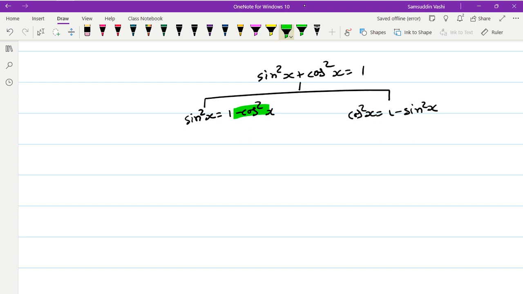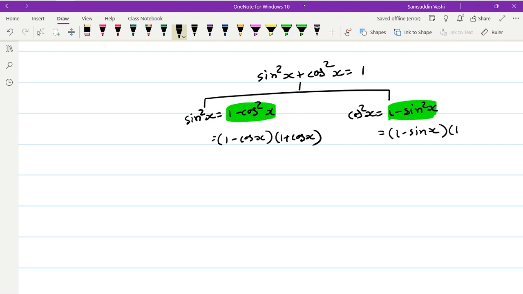Okay. Now, does this one look familiar from your grade 9 work? Factorization. It is a difference between two squares. So this one further, you can change it into 1 minus cos x, 1 plus cos x. Same on this side, 1 minus sine x, 1 plus sine x. Okay, then that's number 1.